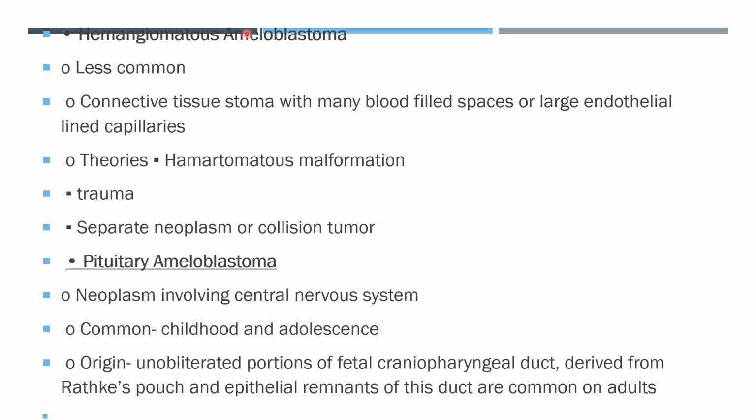Coming to the hemangiomatous ameloblastoma, it is less common. Connective tissue stroma with many blood-filled spaces or large endothelial-lined capillaries. The theories for hemangiomatous ameloblastoma are hamartomatous malformations, trauma, a separate neoplasm, or collagen tumors. The other rare variant is pituitary ameloblastoma. It is a neoplasm involving the central nervous system. It is common in childhood and adolescence. Origin: unobliterated portions of the fetal craniopharyngeal duct derived from Rathke's pouch, and epithelial remnants of this duct are common in adults.